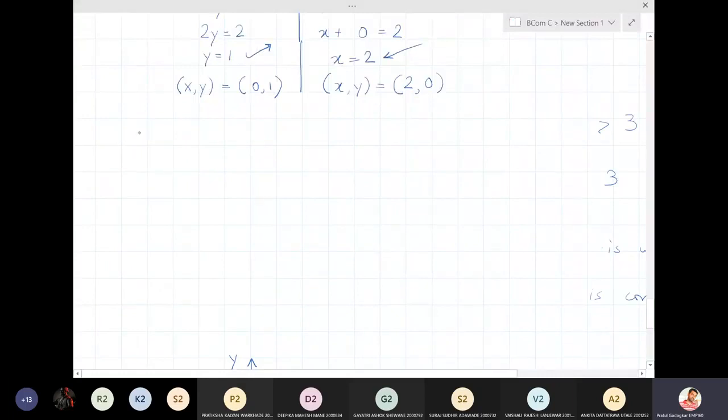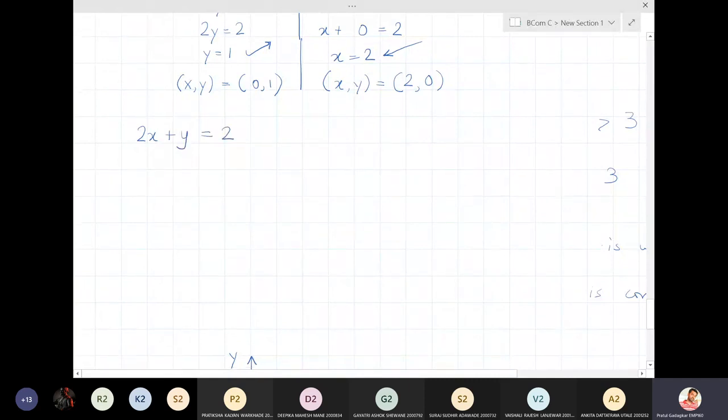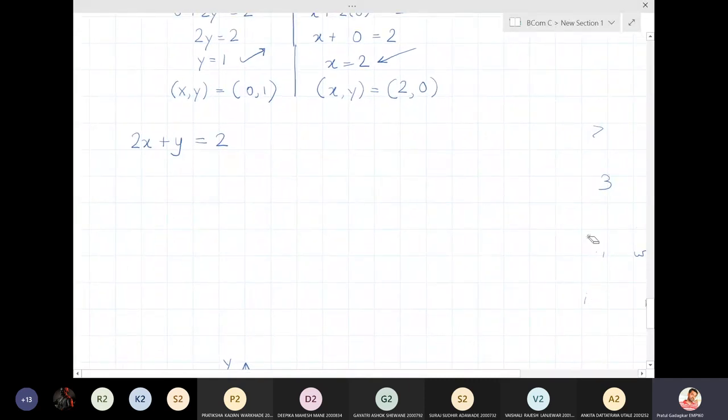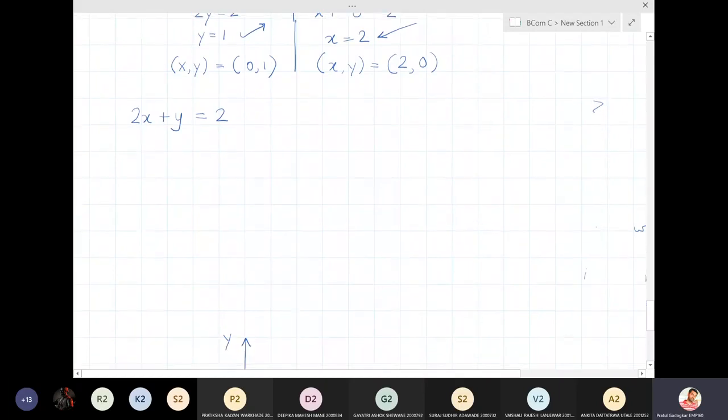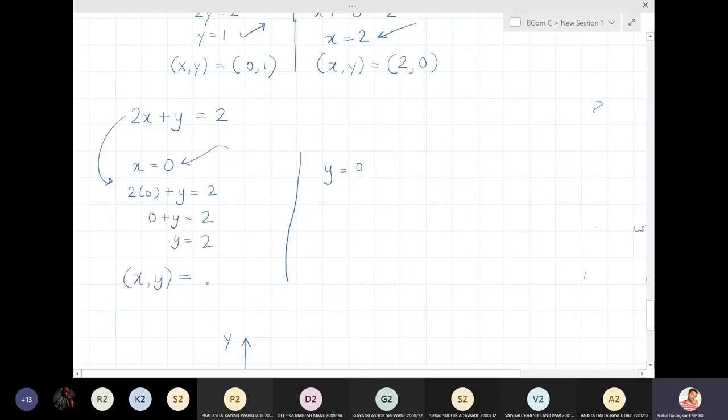So 2x plus y equal to 2. First, let us look at equal to 2 and draw the line. When I draw that line, suppose I take x equal to 0. In the other part, suppose I take y equal to 0. What will happen if I take x equal to 0? This 2 into 0 plus y equal to 2 will give me 0 plus y is 2. So y is 2. So what is the pair x comma y? X is 0 and y is 2, 0, 2.